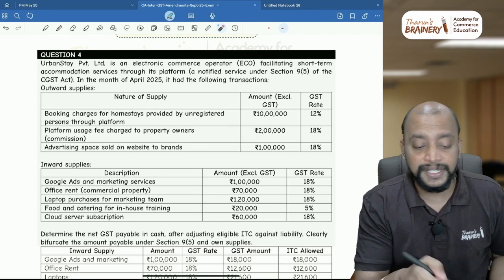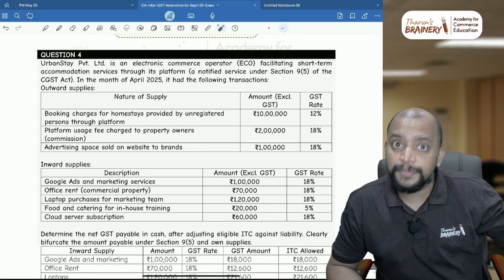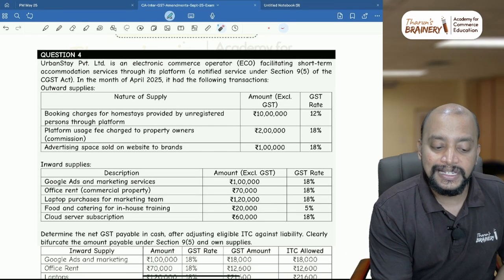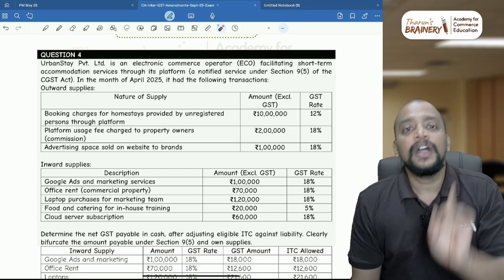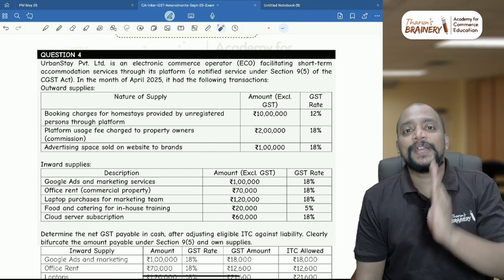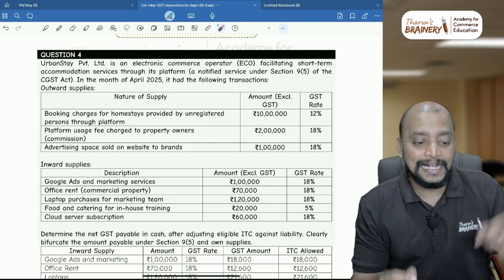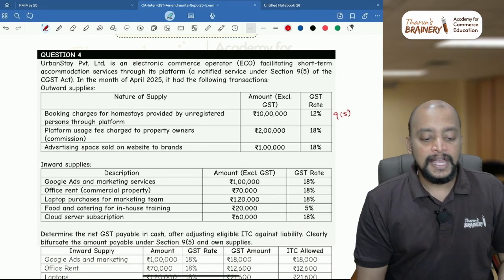So this is accommodation service, correct? Booking charges for home stays provided by unregistered persons through the platform, which means that liability to pay GST is on Urban Stay, not on the supplier. Because for housekeeping and accommodation, if the supplier is unregistered, the liability to pay GST is on the e-commerce operator. Accordingly, the e-commerce operator will pay. This is under 9(5). So this liability will be under 9(5).